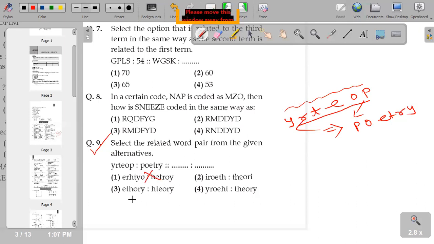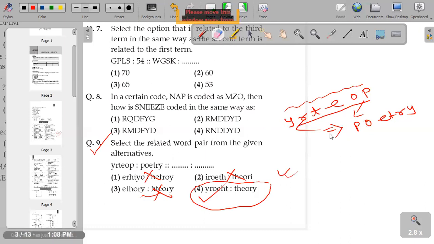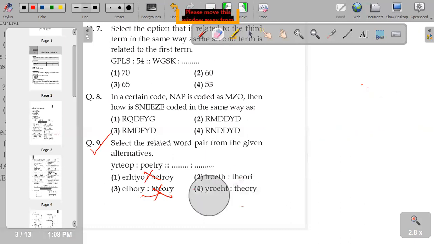So it is not. It should start with Y. It is also not. Always try to solve the question through the options. So you can easily solve the question. It is also not T. T H E O R Y, so that will be the answer. In word analogy or alphabet analogy, you only have to crack the trick. Once you crack the trick or logic, you can easily solve the question.